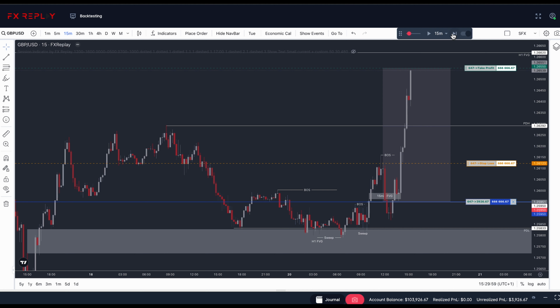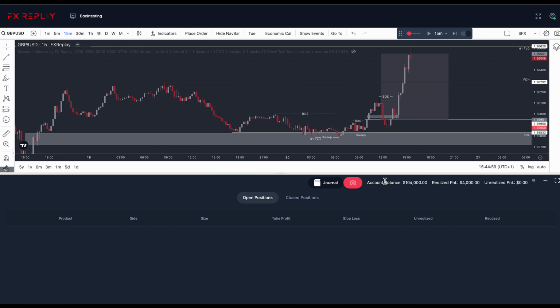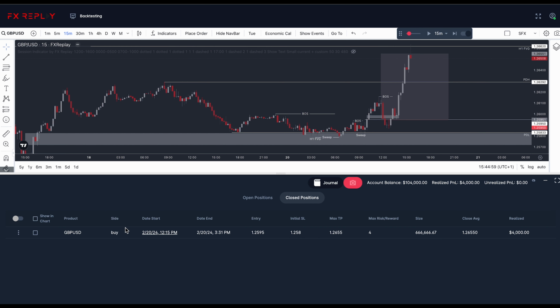Okay, and eventually TP hit, H1 VVG was covered, and we can check our balance as well, so we can see what we had. Okay, so we are currently up 4k to the T. This is funny, right? It's a 4%. We have a closed position. We see GBPUSD as a product. We have a buy side. Okay, we have date started, date ended, entry, initial stop loss, max TP, risk reward ratio, which is 1 to 4, closed and realized. So we earned 4k in this trade.